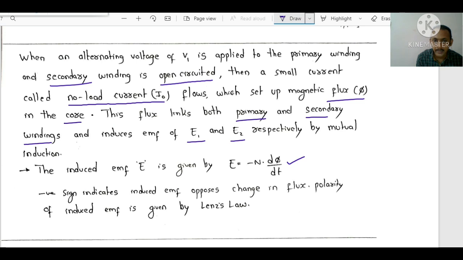Here, what does this negative sign indicate? This indicates that the induced EMF opposes the change in flux. Very important: whatever EMF is induced, it is going to oppose any change in the flux. Because of that, we use a negative sign, and it is given by Lenz's law. Clear? E equal to minus N into d phi by dt. The negative sign indicates the EMF opposes the change in the flux.